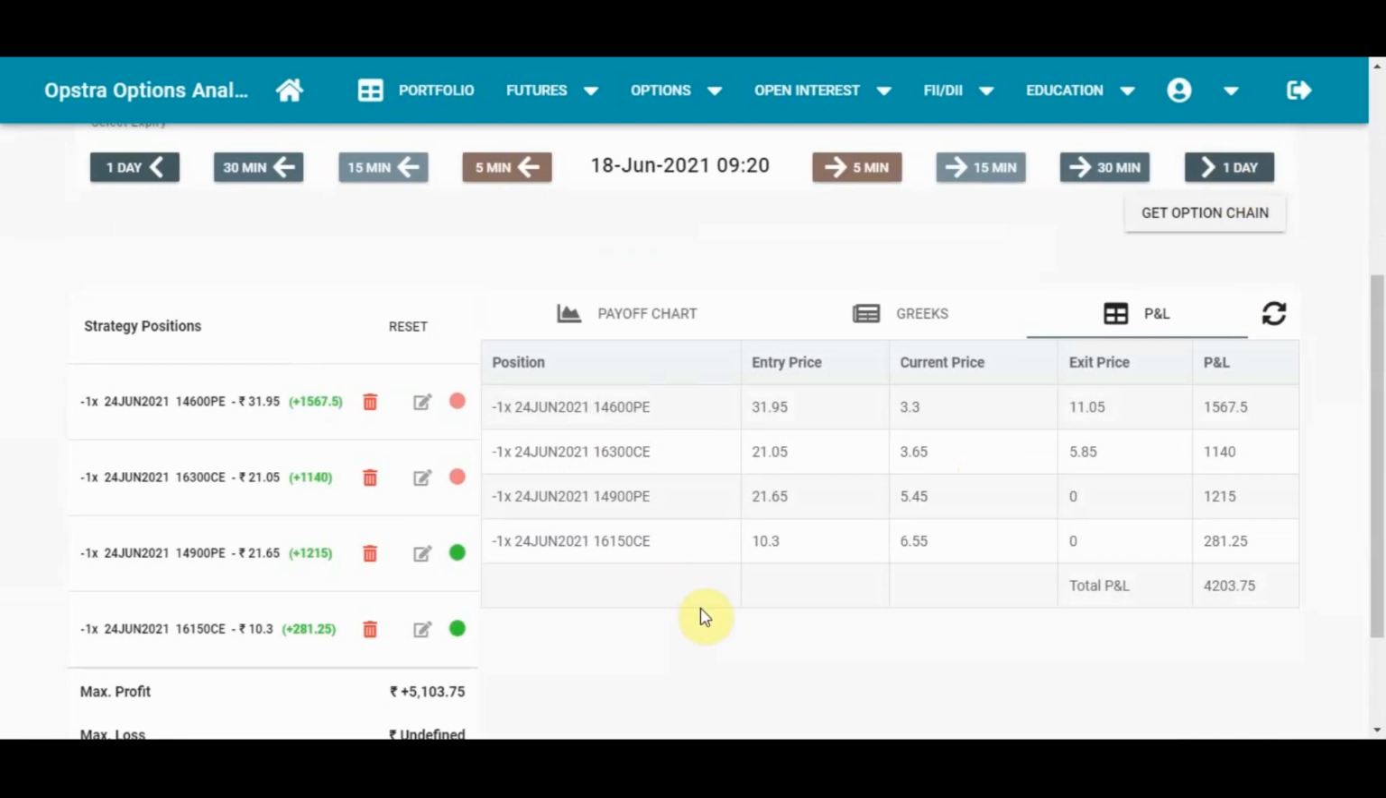Now on 18 June, both of these positions drastically fell. This is the magic of theta decay. As we get near the expiry of 24 June, the theta decay keeps getting faster and faster, and our total profit is now 4,200 rupees.